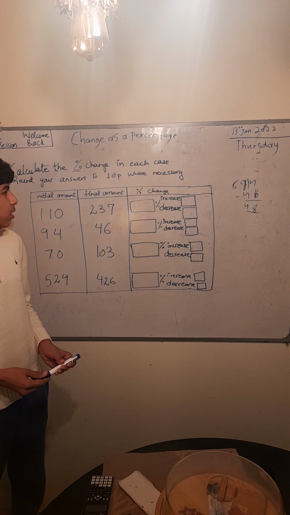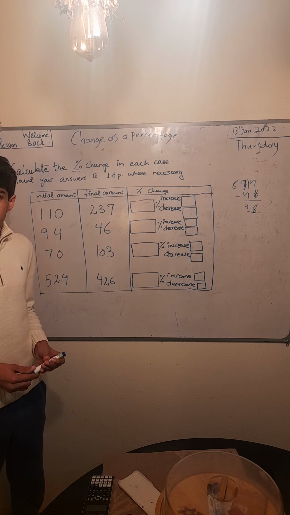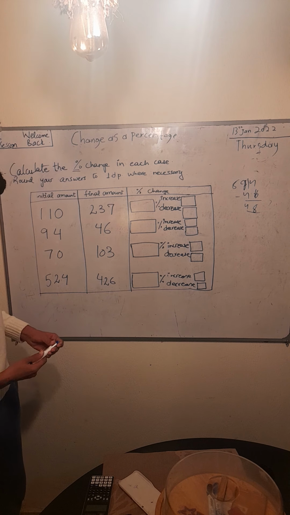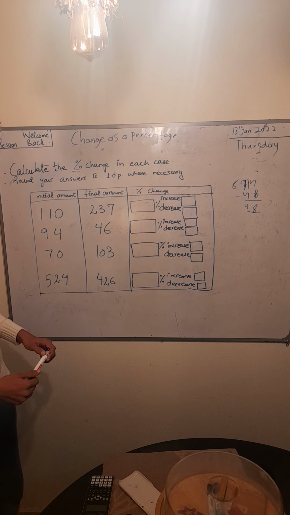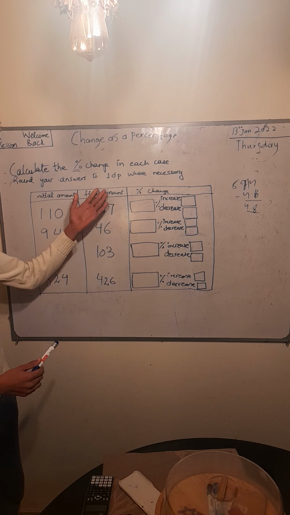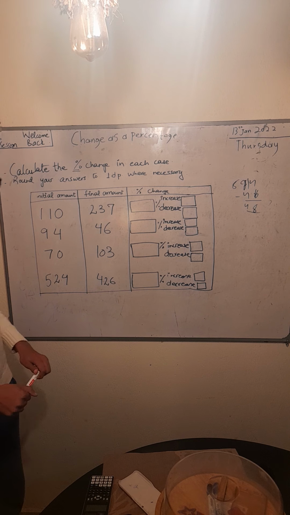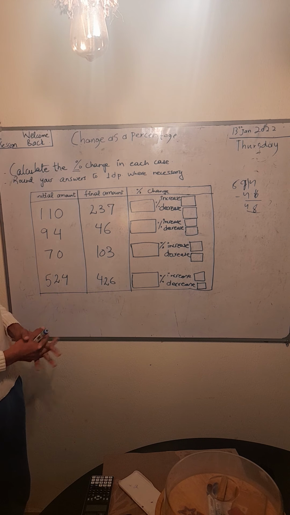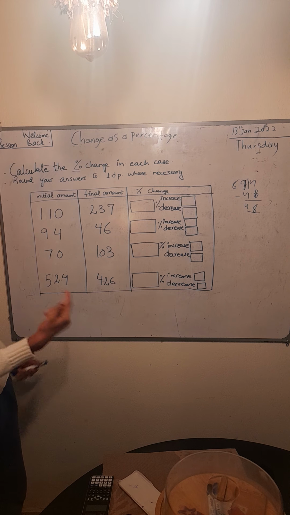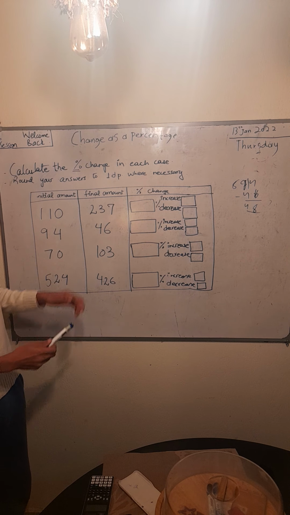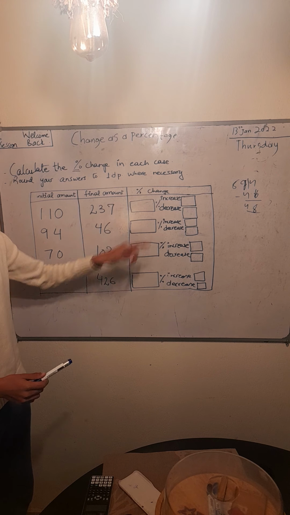So guys, first of all we will read our question. So let's start our topic. Calculate the percentage change in each case. The second part says round your answer to 1 dp where necessary. So we have a table and there are three columns. First is for initial amount, second is for final amount, and third is for percentage change.